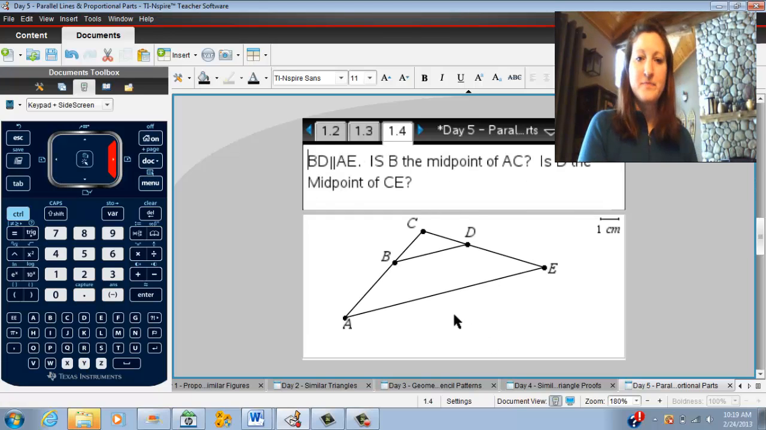So what we have here, we have B is parallel to D, and A is parallel to E, and what we want to do is figure out if B is the midpoint of AC and if D is the midpoint of CE.